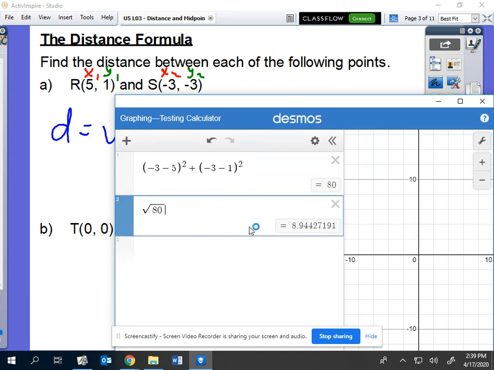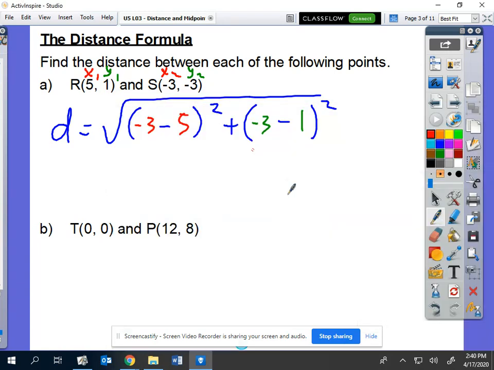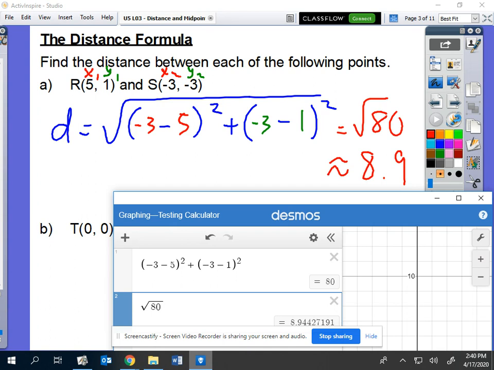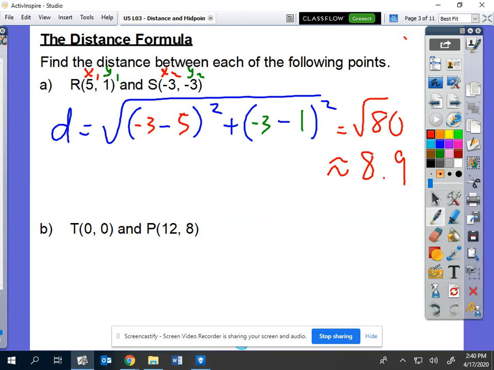So in this case, it's 80, which means the distance between these 2 points is going to be approximately, we'll write down both of these. So it's going to be the square root of 80, which was approximately 8.9, I believe is what it said. Yep, 8.94. So we'll leave it at 8.9. Okay? If you want to try question B, you can.